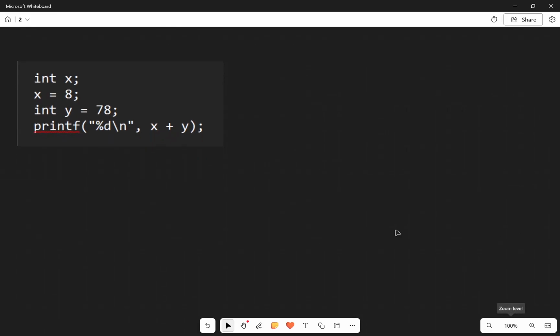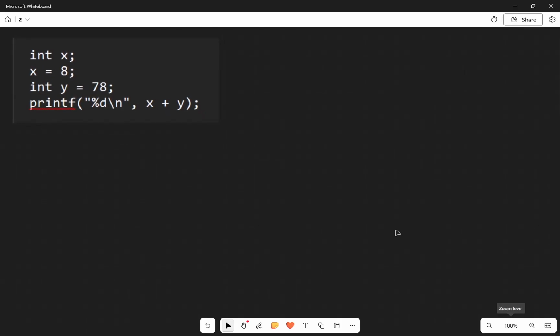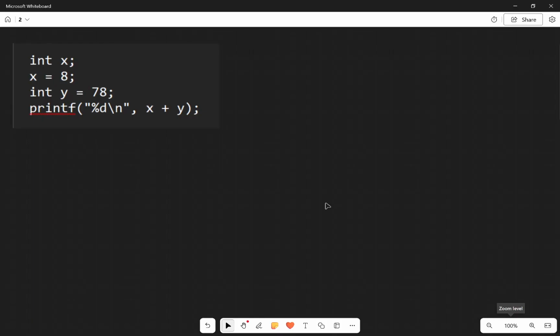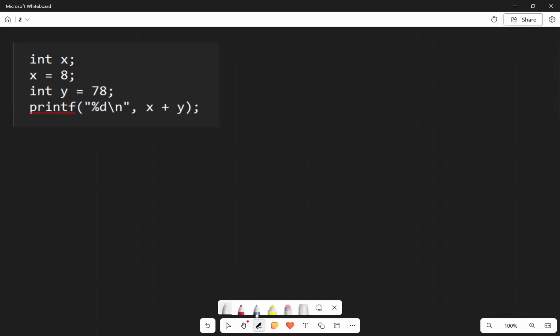So over here I have a very small code. Okay, so what this does is that it initializes a variable x, and then it assigns the value 8 to it. Then it initializes and assigns the value 78 to another variable y. Then this one adds the values, then prints the value. So how we do it is that we count the number of operations each command takes. Okay, so here I have a command that tells the computer to initialize a variable called x.